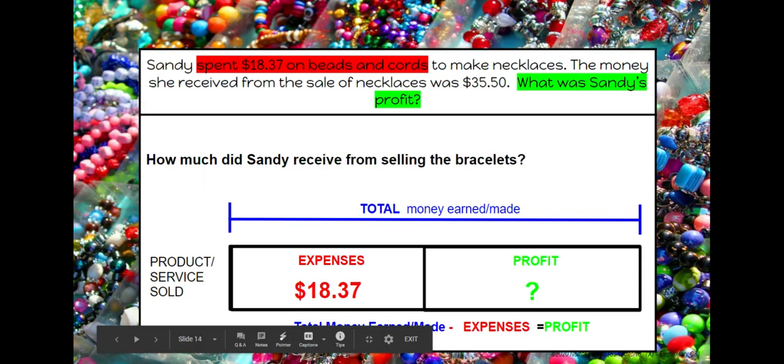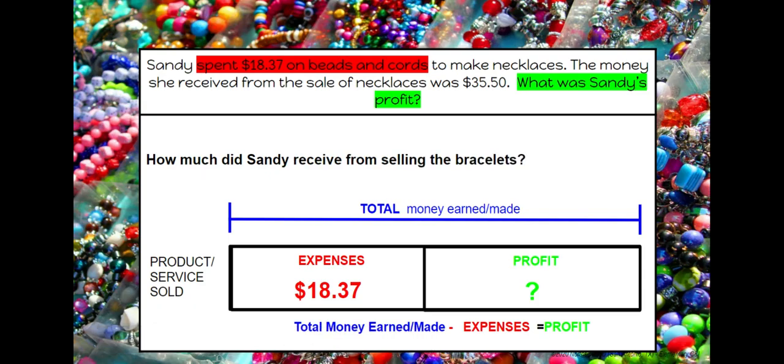Okay, next question. How much did Sandy receive from selling the bracelets? Can you go back to the word problem and find that piece of information? How much did Sandy receive from selling the bracelets?